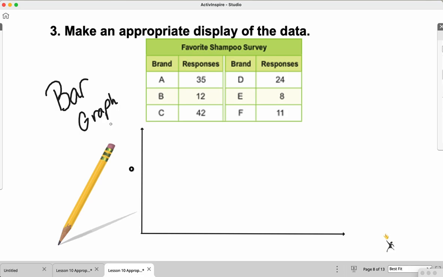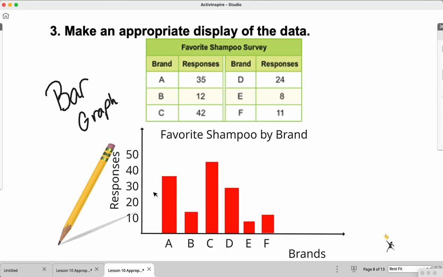All right, now that you've had time to create yours, here's what mine would look like. Now yours doesn't have to match mine exactly. I have my bar graph, I've got my labels, brands, shampoo by label, that's my title, responses. I chose to scale it by 10 because I think that still got my information across.